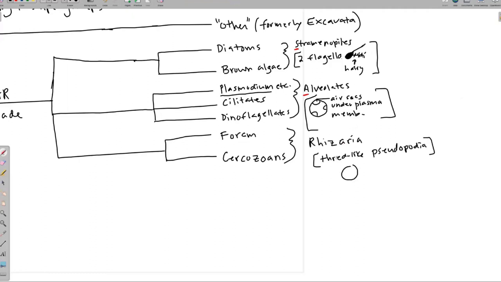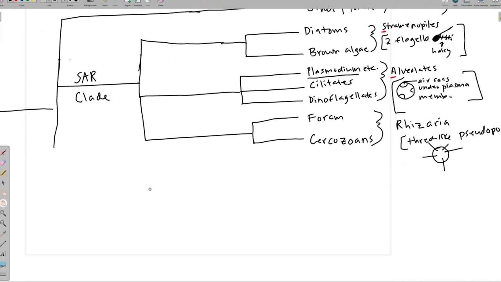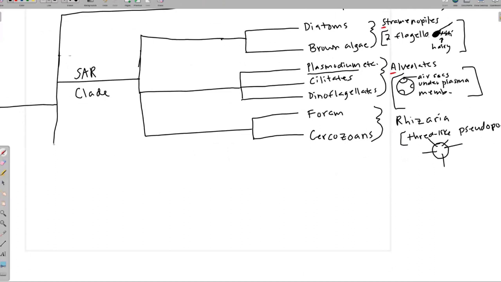So this was its cell. It typically has some sort of shell outside, a test. Forams. That's what I need you to know as far as that phylogeny goes. That's the R.